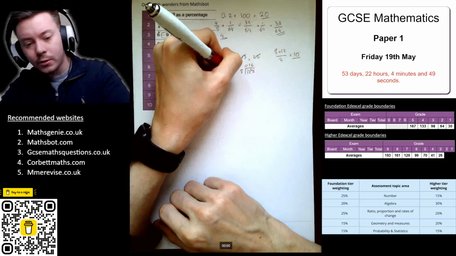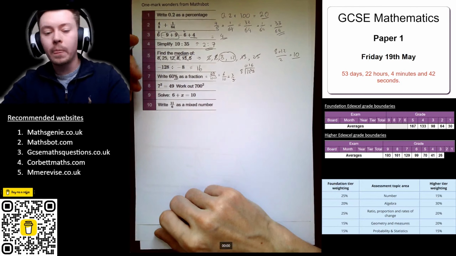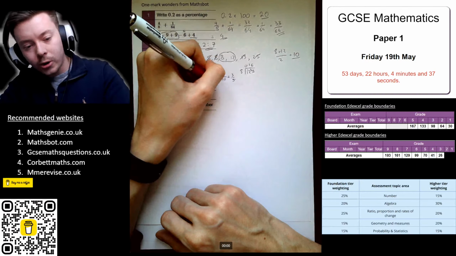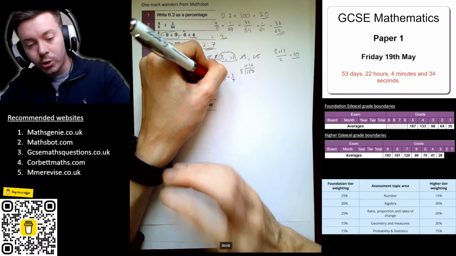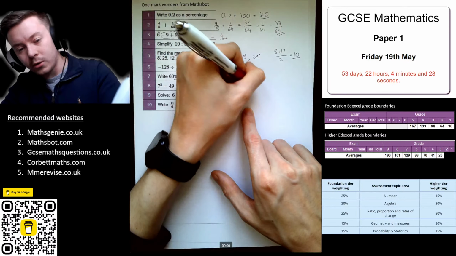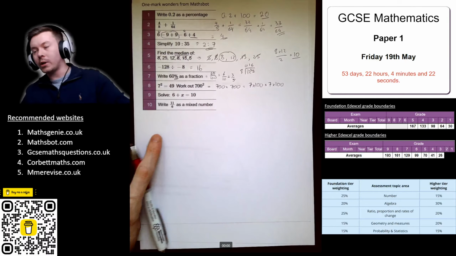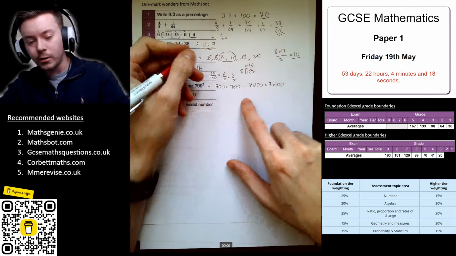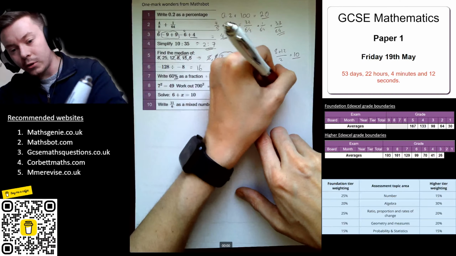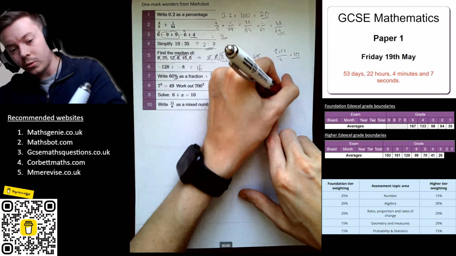Okay, 6 over 10 is 3 over 5. And then the last one, 700 squared. Well, 7 squared is 49, which is 7 times 7. 700 squared is 700 times 700. Now what I can do is split that up into 7 times 100 times 7 times 100. Because multiplication is commutative, I can swap around these numbers. So I can have 7 times 7 times 100 times 100. So that will give me 49 times 100 times 100.